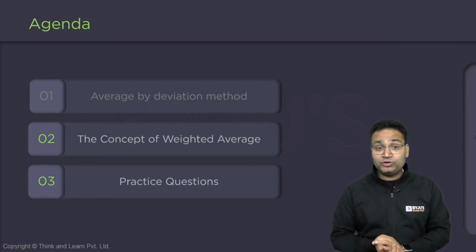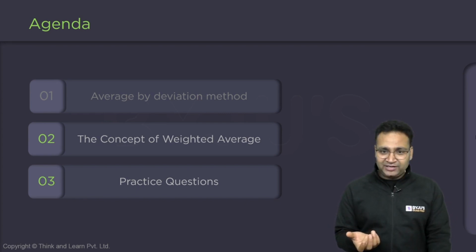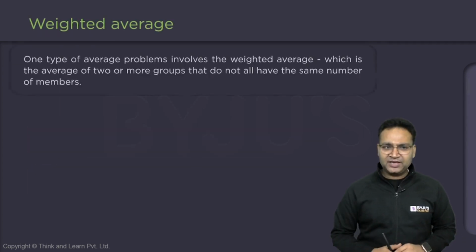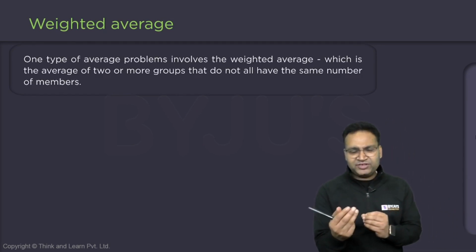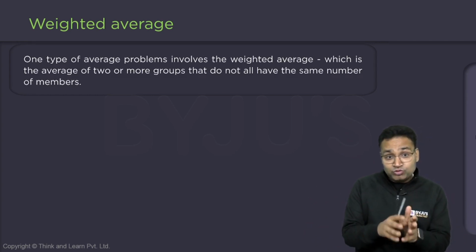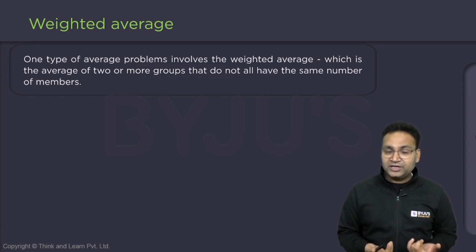Now let's move on to the concept of weighted average. So what exactly do you mean by weighted average? If you know a little bit about it. Let me start with a simple example. I say this is a theory. One type of average problem involves the weighted average, which is the average of two or more groups that may or may not have the same number of members, right?